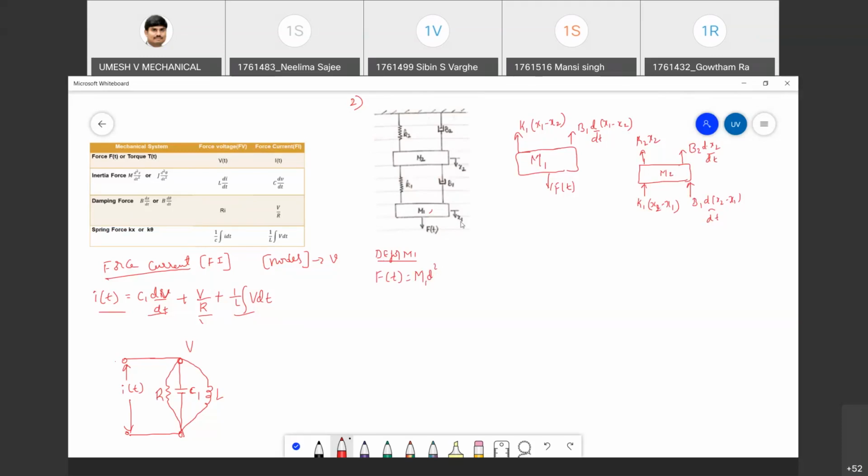What displacement is there here? d square x1 by dt square. So F of t equals m1 d square x1 by dt square, plus B1 d by dt of (x1 minus x2), plus K1 times (x1 minus x2).